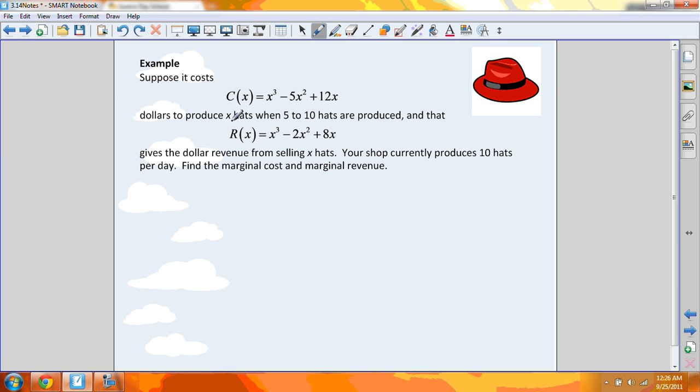Last example, suppose that it costs this much, here's our cost function, dollars to produce x hats when 5 to 10 hats are produced, and that here's my revenue function, and that gives the dollar revenue from selling x hats. Your shop currently produces 10 hats per day. Find the marginal cost and marginal revenue.